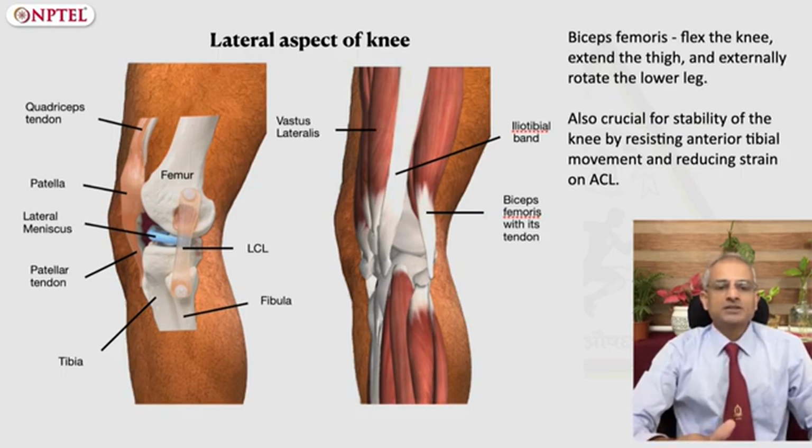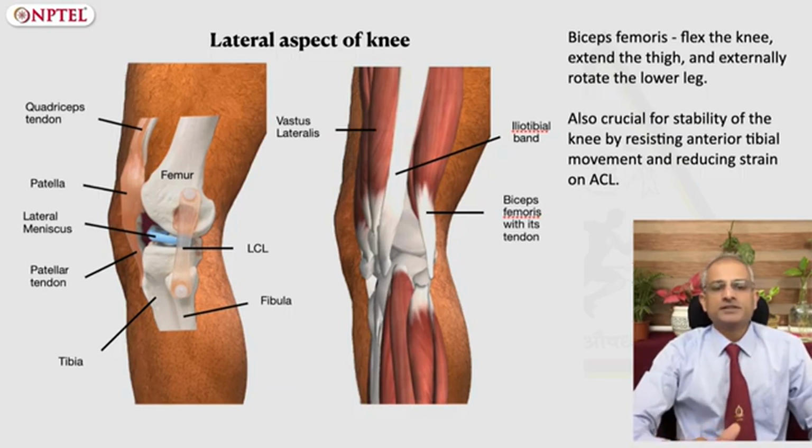Other posterior muscles include popliteus, which has a role in unlocking the knee during the flexion. The gastrocnemius and the plantaris also cross the knee, assisting the flexion and resisting posterior translation of tibia, hence assisting the PCL function. Essentially, the ligaments provide static stability, whereas the muscles are responsible for dynamic stability of the knee.